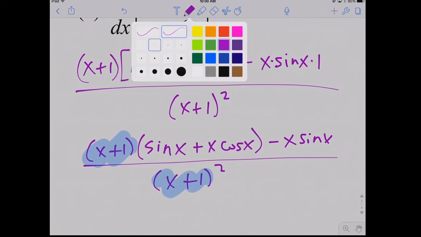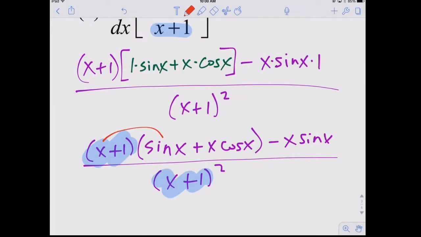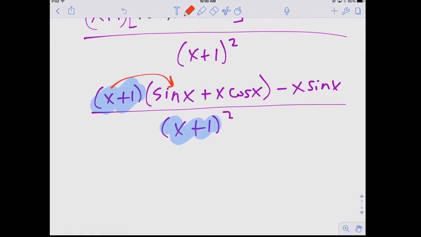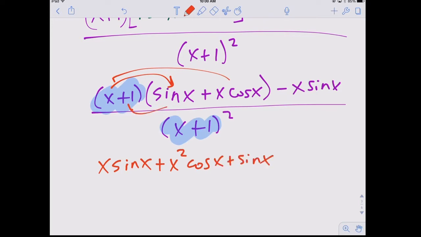We might as well. I'm noticing here that if I just do this right here, I'm going to get an x times sine of x term. Y'all see that? And what do we have sitting there at the back in the numerator? A minus x sine of x. So those are going to be able to cancel. So this might be worth it. If I distribute, I get x sine of x, plus distributing the x to the next term, I get x squared cosine of x. And then I move over to the 1, and I get plus sine of x and plus x cosine of x.